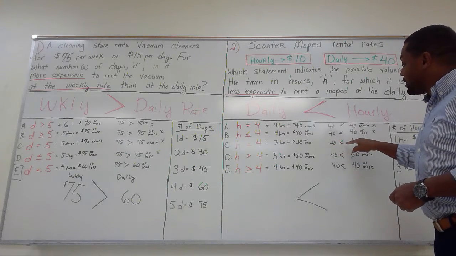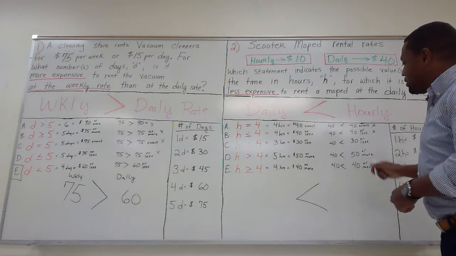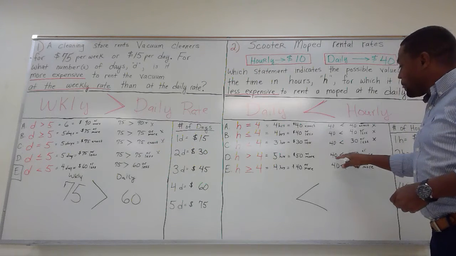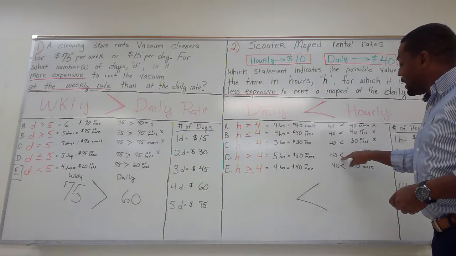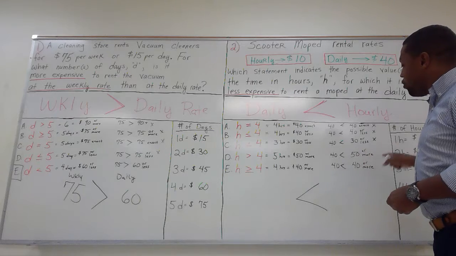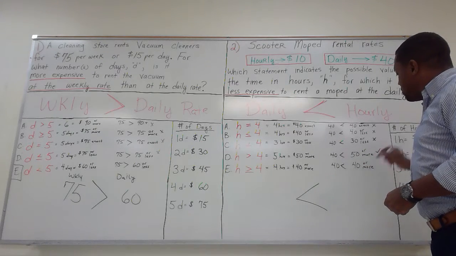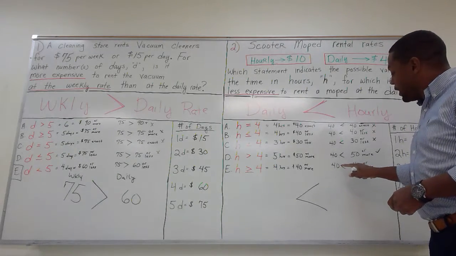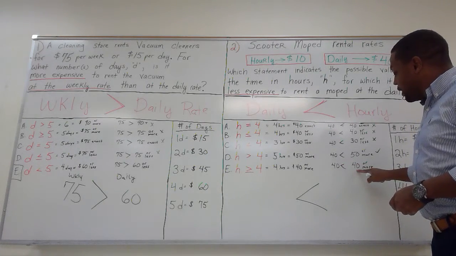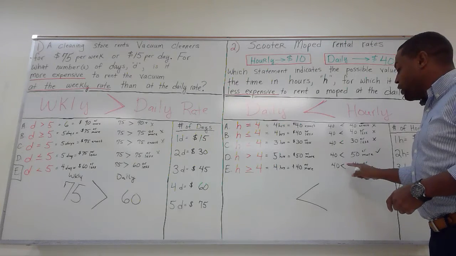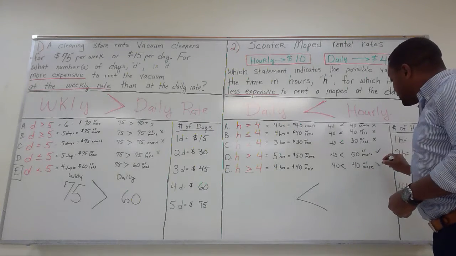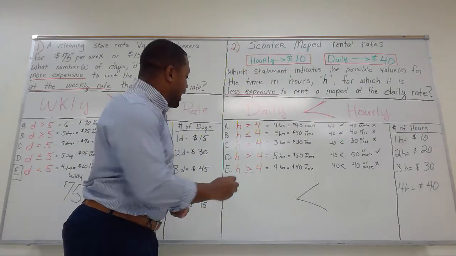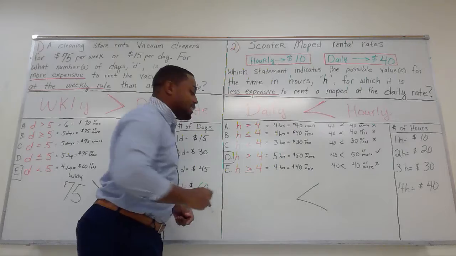All right. C says 40 is less than 30 or less. 40 is not less than 30. Again, we know that's not correct. D says 40 is less than 50 or more. That is true. But let's check this one just to check all of our options. 40 is less than 40 or more. Again, 40 is not less than 40. So that's not the truth there. All right, we found our answer here, and the answer is D.